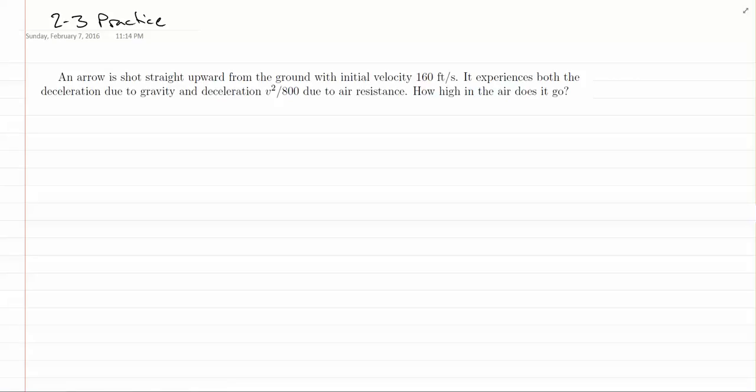Alright, so here we have an arrow that's shot upward, and it experiences deceleration due to gravity and due to air resistance. So the differential equation is going to be dv/dt equals negative 32, that's the gravity part, minus v squared over 800, which is what we're told is the air resistance part. A couple of initial conditions were given here. The initial velocity is 160 feet per second, and the initial height is 0 because it was shot from the ground.